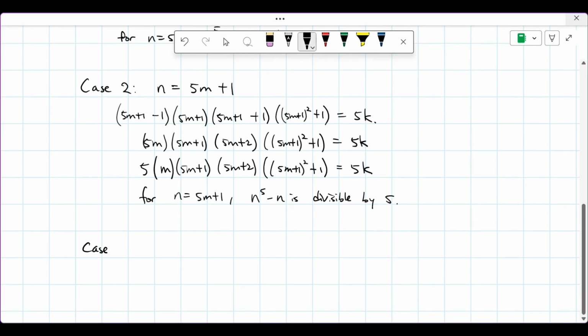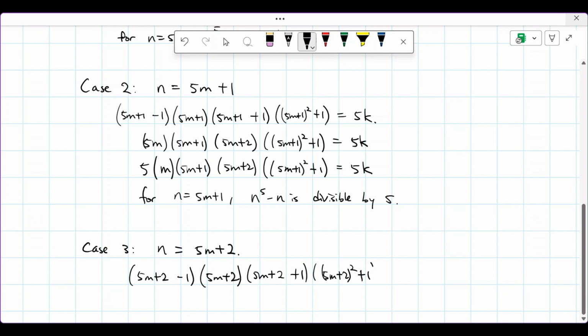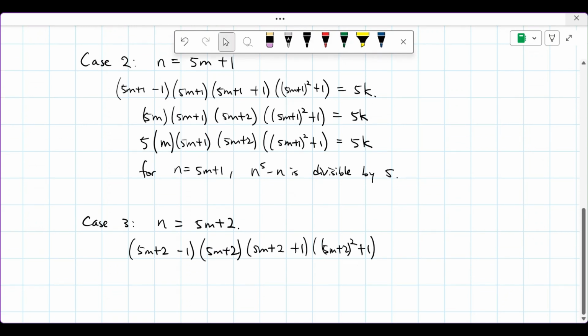Case 3, where n equals 5m plus 2. For example, we're thinking of a number like 7. Let's plug it in. 5m plus 2 minus 1 times 5m plus 2 times 5m plus 3 times, 5m plus 2 squared plus 1 equals 5k.